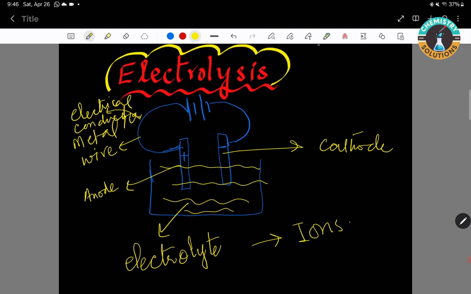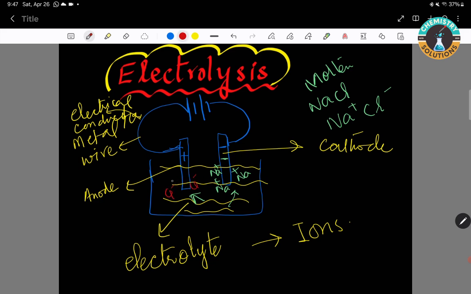I will generally tell you what happens with the substances when we talk about the different ions. For example, we have molten NaCl. Ions present in molten NaCl are Na+ and Cl-. All positive ions will move towards the cathode, which is the negative electrode. Oppositely charged electrodes attract the opposite ions towards themselves, whereas all chloride ions will move towards the anode.